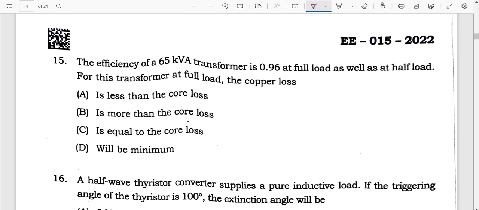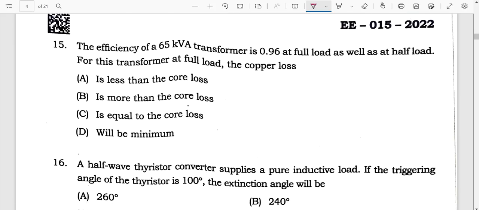Okay, the 15th question here is about transformers. The efficiency of a 65 kVA transformer is 0.96 at full load as well as at half load. For this transformer at full load, the copper losses will be? We can discuss this question in terms of theory, and in terms of a graph also. I'll try to discuss it in the problem-solving way.